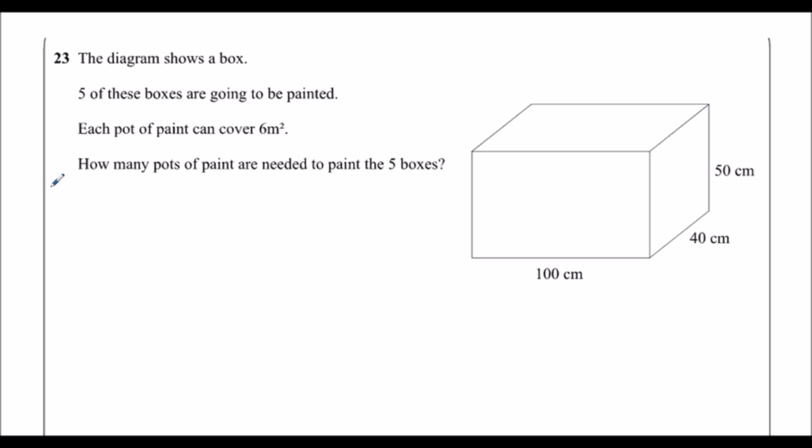Question 23. The diagram shows a box. 5 of these are going to be painted, and a pot of paint covers 6 meters squared. How many pots of paint are needed to paint 5 boxes? So this is a surface area question. And well, we've got this in meters squared, and we've got these in centimeters. So we can change these into meters. So I have 1 meter, 0.4 meters, and 0.5 meters.